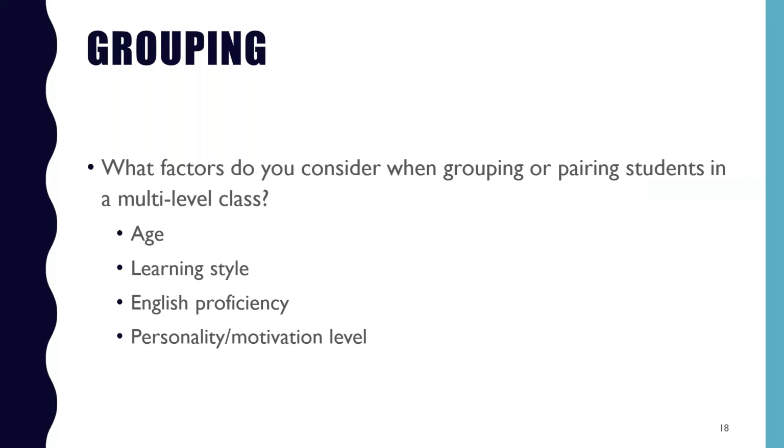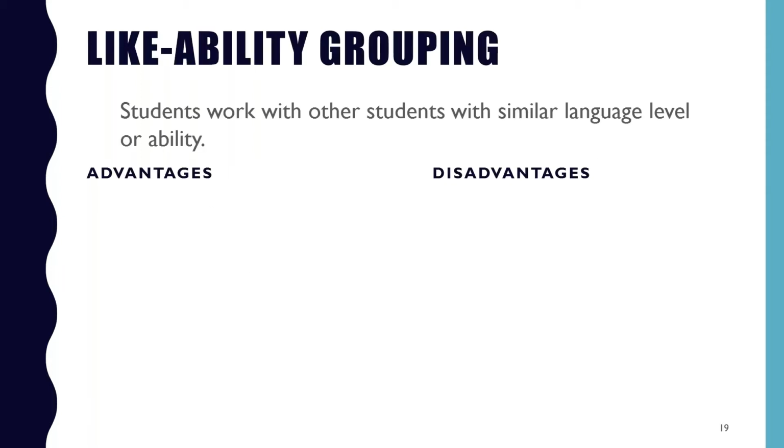Share the results. So 27% said age, 19% said learning style, 62% said English proficiency, and 62% said personality motivation level. Okay, great. So I would say we want to consider all of these, and we'll come back and talk about all of them a little bit, but we're going to go most in depth to English proficiency because I think that's the factor that's mostly on our mind when we're teaching an English class.